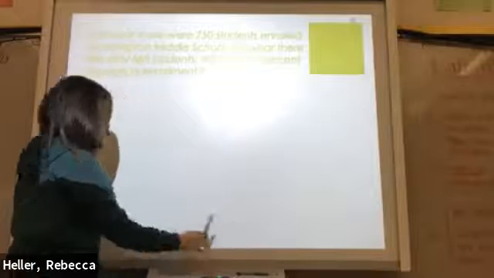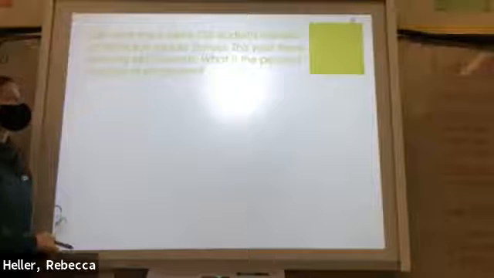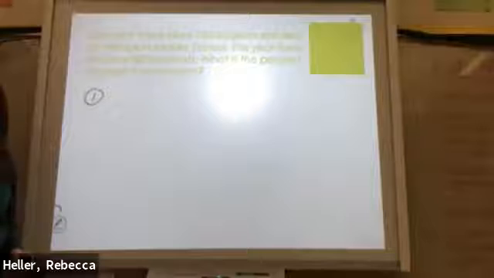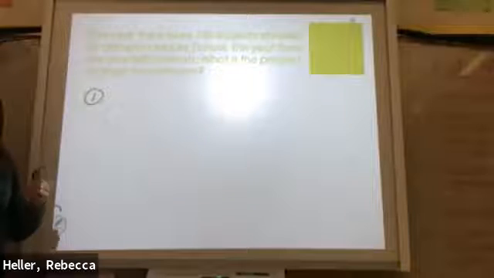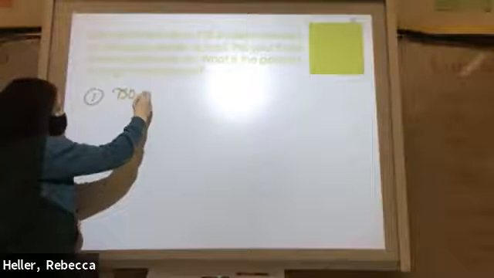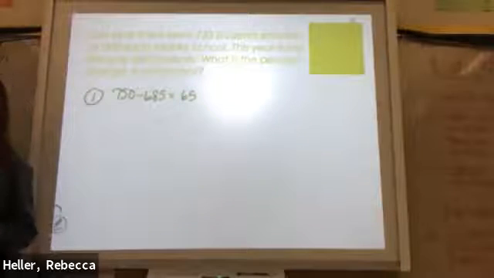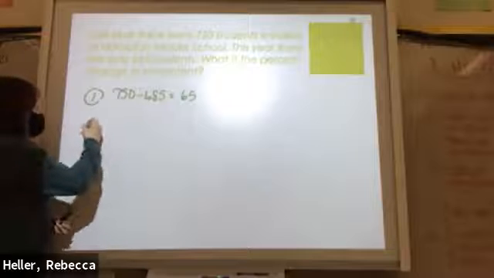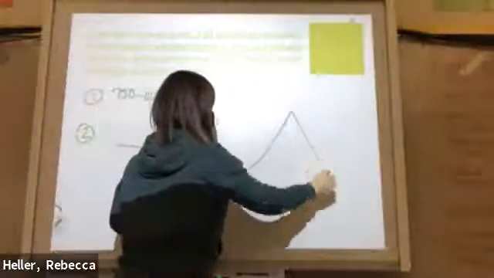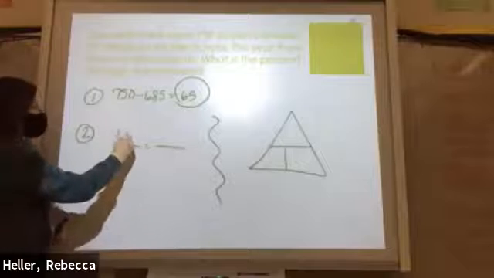All right, last year there were 750 students enrolled at Hampton Middle School. This year there are only 685 students. What is the percent change in enrollment? First thing you need to do is to calculate the actual amount of change in students. So 750 students last year, 685 students this year. That's a difference of 65 students. So that is your part. That's our change. That goes on top.